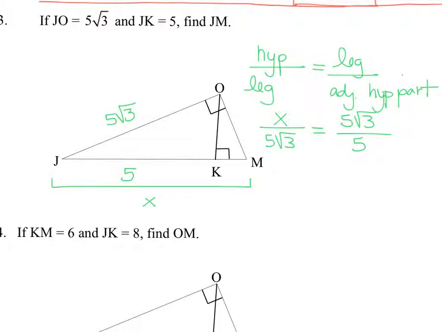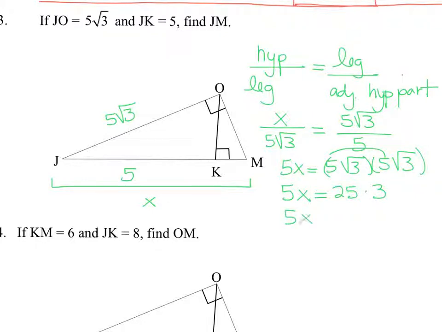Very similar to our last one, we get 5x equals that 5 root 3 times 5 root 3. 5x now equals 5 times 5 or 25. Root 3 times root 3 is our 3. And we get 5x equals 75, or that JM is equal to 15.